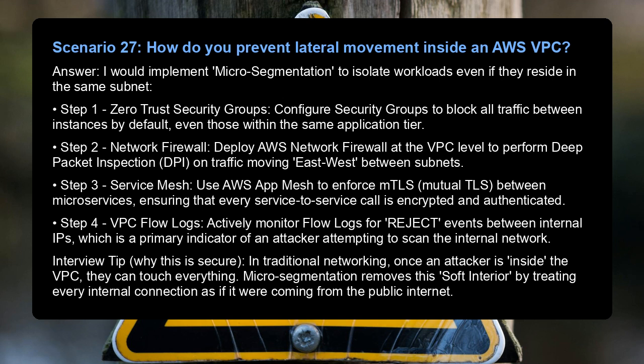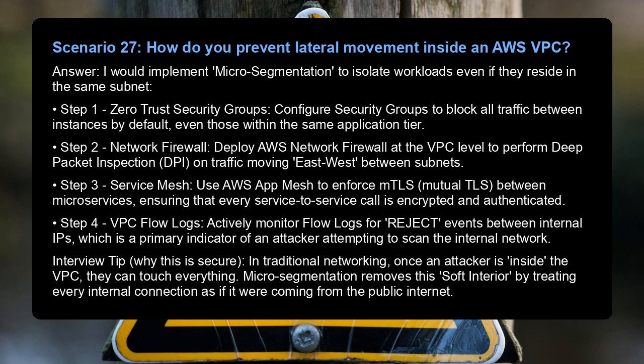Step 2. Network firewall. Deploy AWS Network Firewall at the VPC level to perform deep packet inspection, DPI, on traffic moving east-west between subnets. Step 3. Service mesh. Use AWS App Mesh to enforce mTLS, mutual TLS, between microservices, ensuring that every service-to-service call is encrypted and authenticated.